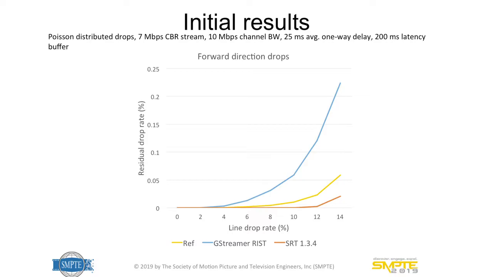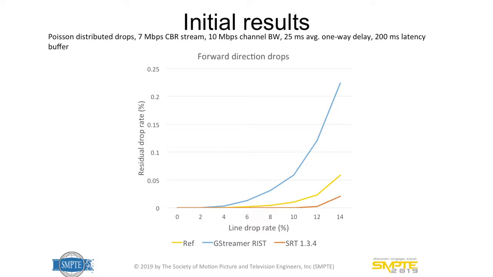On a short-term average, on the size of a latency buffer window, those will actually be substantially higher. So don't focus too much on the numbers. Mostly look at the comparison of different protocols. On the y-axis, you have the residual drop rates. That is defined in the context of the content stream.